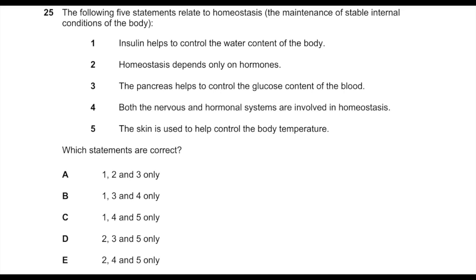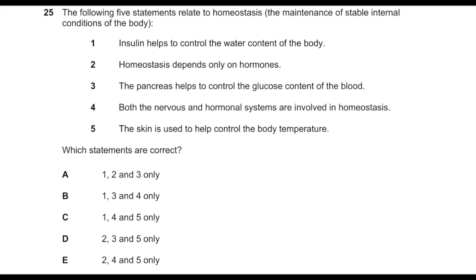Question number 25. The following 5 statements relate to homeostasis. Statement 1, insulin helps to control the water content of the body. Statement 2, homeostasis depends only on hormones. 3, the pancreas helps to control the glucose content of the blood. 4, both the nervous and hormonal systems are involved in homeostasis. 5, the skin is used to help control the body's temperature.